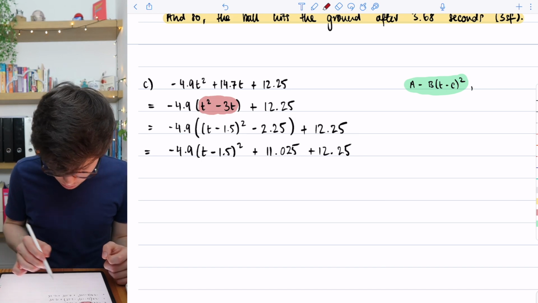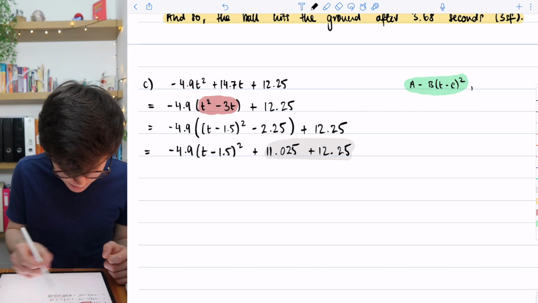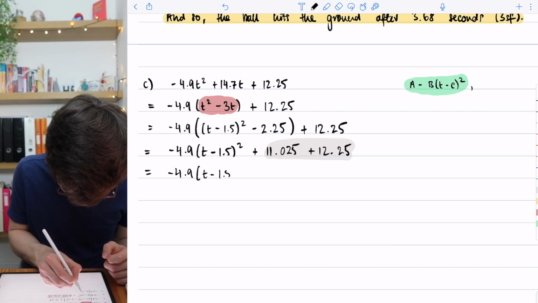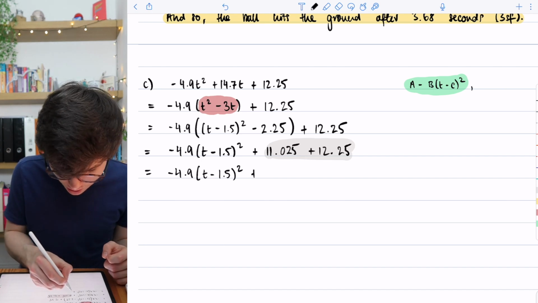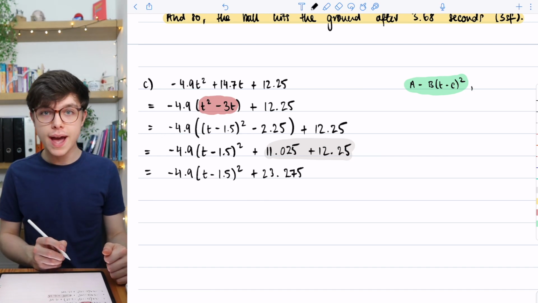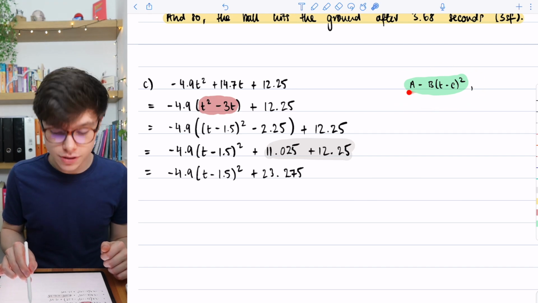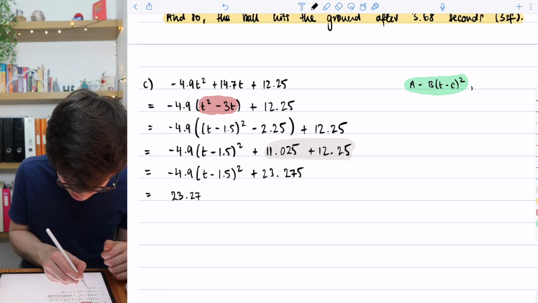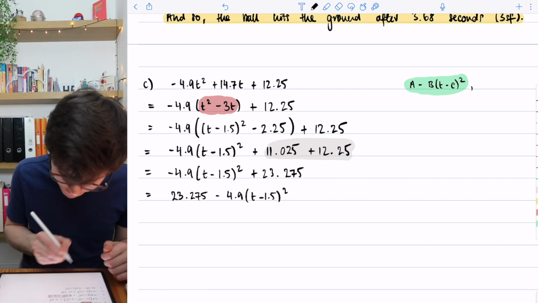Then I can highlight this in the grey. I can merge those two terms together to give me minus 4.9 times t minus 1.5 squared. And then when we add those two terms together, I'll get 23.275. Okay, we're very nearly in the form that we want. We've just written our constant first, so I'm going to switch that round. So 23.275 minus 4.9 times t minus 1.5 squared.